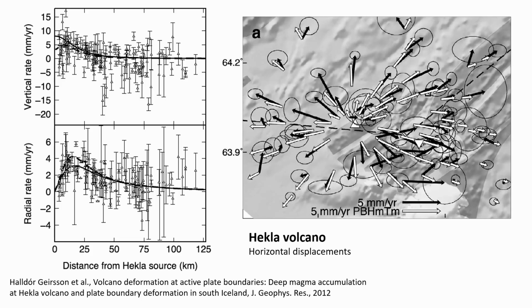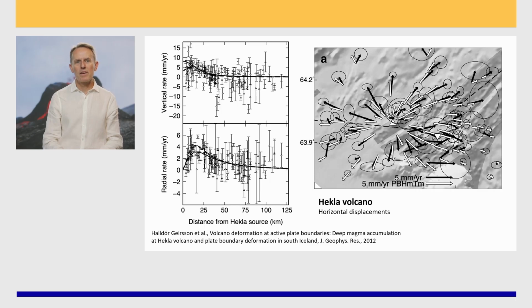Here are results from another volcano in South Iceland, the Hekla volcano. The main map in this figure shows local horizontal velocity arrows for the time period from mid-2000 until 2010. Observations are in black and model predictions are in white, according to a study by Halldór Geirsson and colleagues. The most recent eruption at this volcano was in 2000, prior to these observations. Following that, the GPS velocities appeared to have been relatively steady.